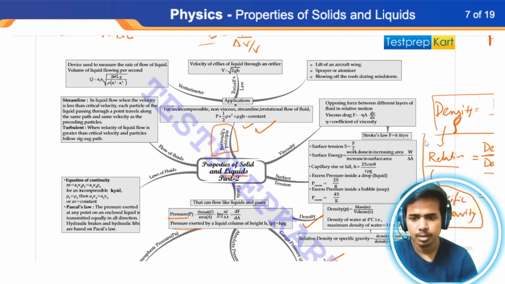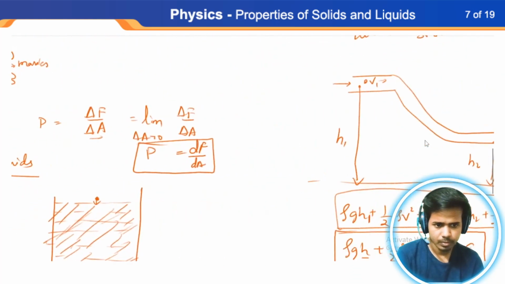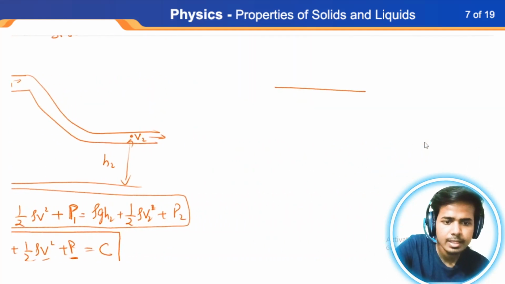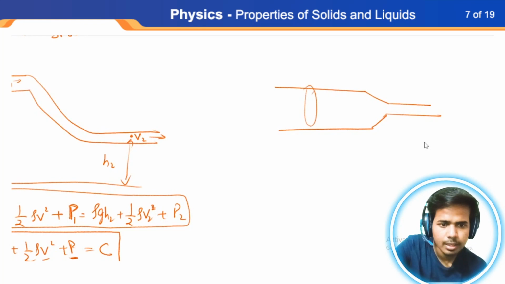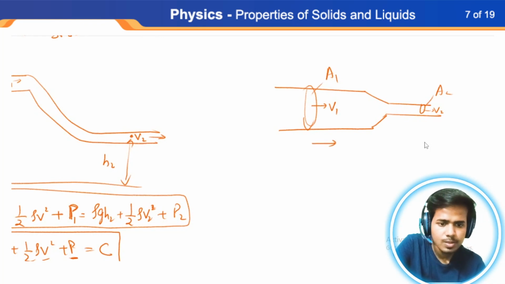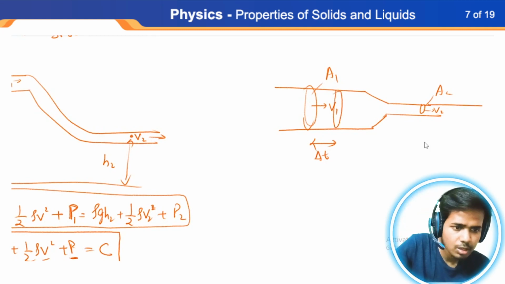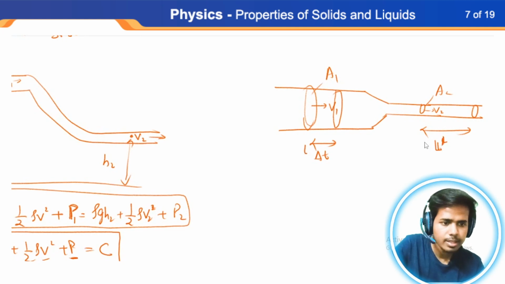Now let's talk about this one, the equation of continuity. What the equation of continuity basically says is, let's say this section has area A1, this section has area A2, the velocity of the stream is V1 here and V2 here. Now let's say the water has moved this length L in delta t time. In the same manner, it will also move some length L dash in the same delta t.